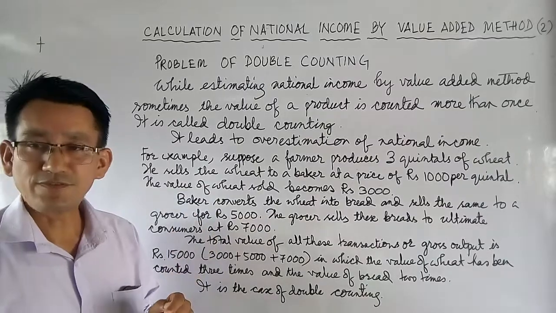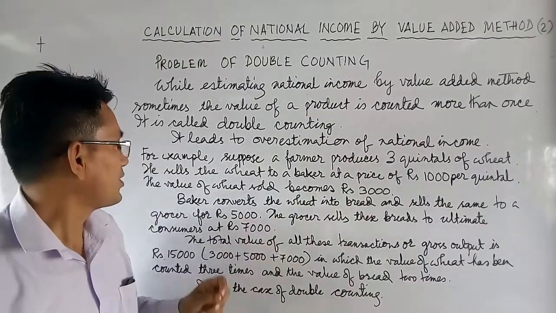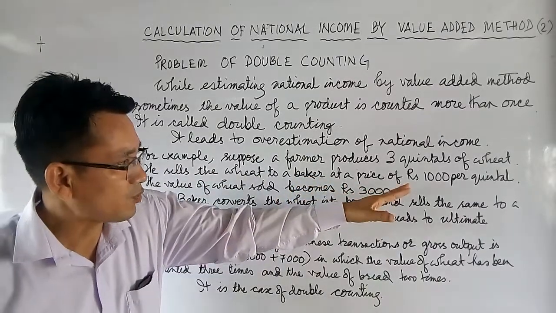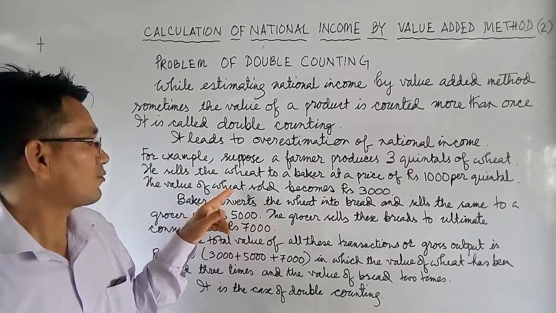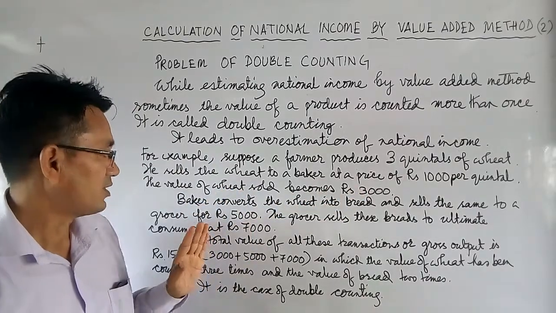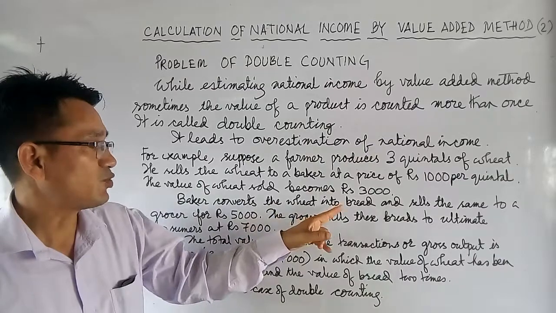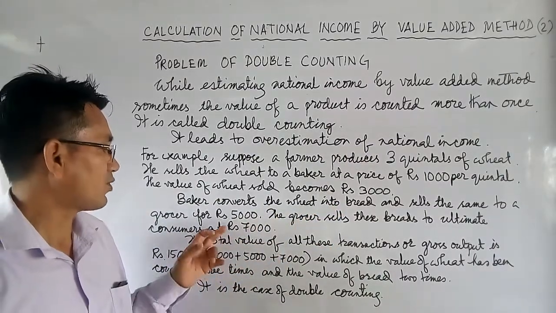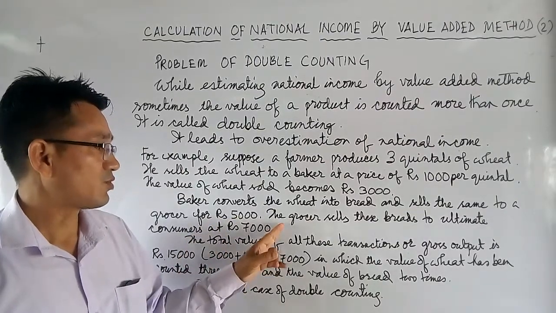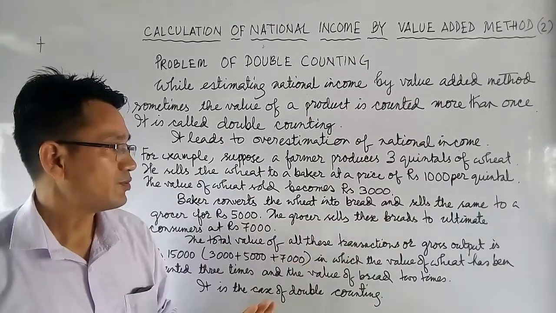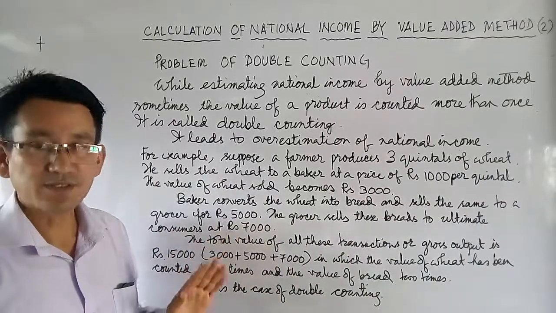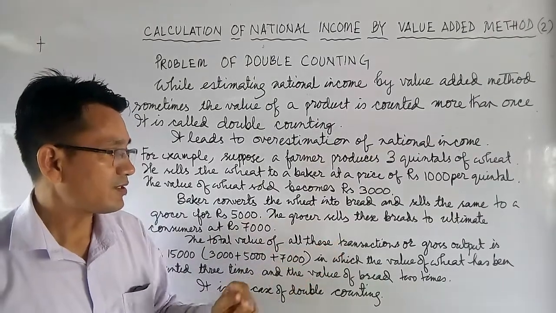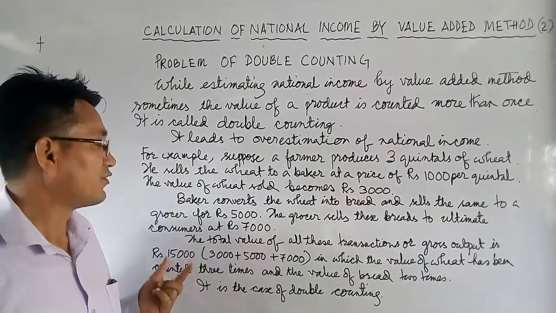For example, suppose a farmer produces 3 quintals of wheat and sells the wheat to a baker at a price of rupees 1000 per quintal. So the value of wheat sold becomes rupees 3000. The baker converts the wheat into bread and sells the bread to a grocer for rupees 5000. The grocer sells the bread to ultimate consumers at rupees 7000. So the total value of all these transactions, or the gross output, is 15,000.